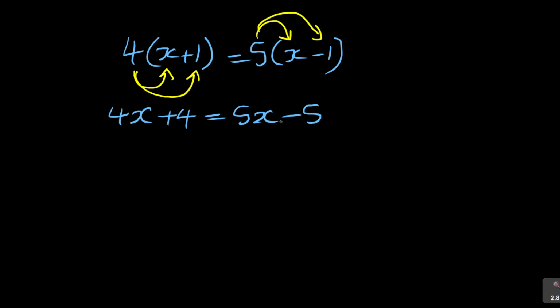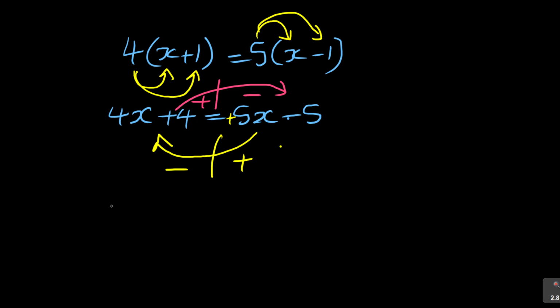From here, as we said in the previous lesson, you collect like terms. If you prefer x on the left hand side, take 5 to join 4. There is an equal sign, positive 5 becomes negative when it jumps. At the same time, allow 4 to join the other side. It was positive, it jumps, it becomes negative. So you've got 4x minus 5x is equal to minus 5 minus 4.